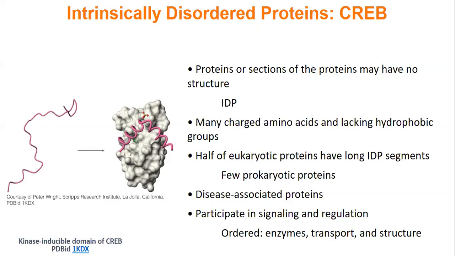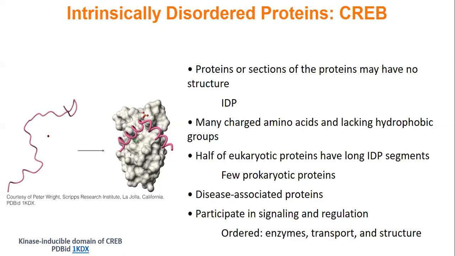Now, what's interesting is that if we look at eukaryotic proteins, over half of these have long IDP segments. That is, a lot of these proteins have unstructured regions. But if we look at prokaryotic proteins, this doesn't happen. Most prokaryotic proteins do have structure. Over half of eukaryotic proteins have parts that are unstructured, right? Some of the reasons why is that these IDPs are used in signaling and regulation, right?